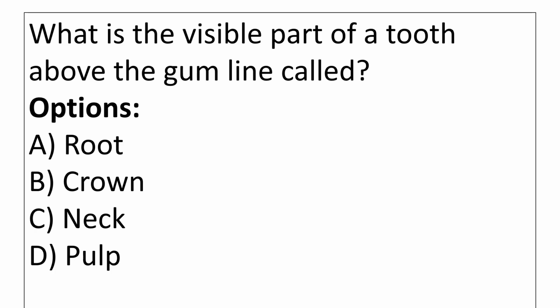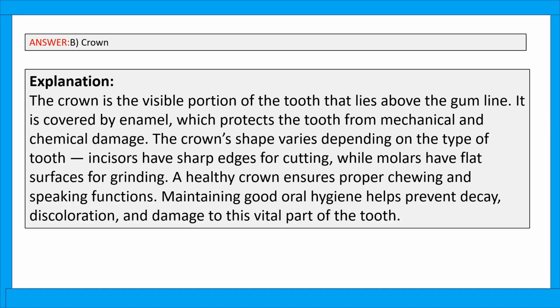What is the visible part of a tooth above the gum line called? Option A, root. Option B, crown. Option C, neck. Option D, bulb. The right answer is option B, crown. The crown is the visible portion of the tooth that lies above the gum line.